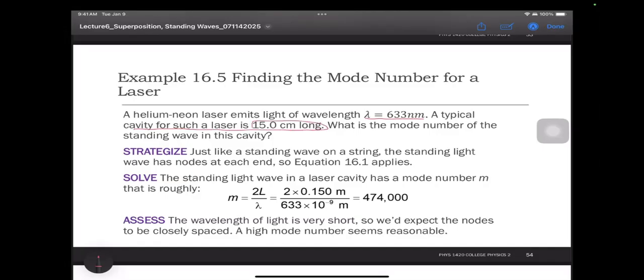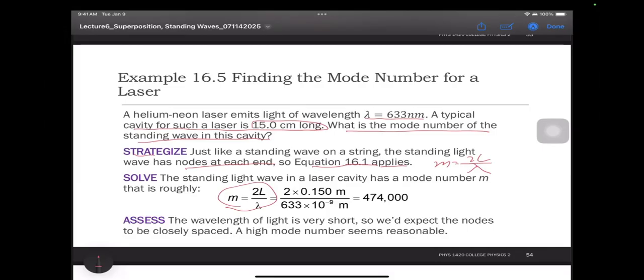It's 50 centimeters long. What is the mode number of the standing wave in this cavity? Just like a standing wave on a string, the standing light wave has nodes at each end. So equation 60.1 applies: m equals 2L divided by lambda. And the standing light wave in a laser cavity has a mode number m.